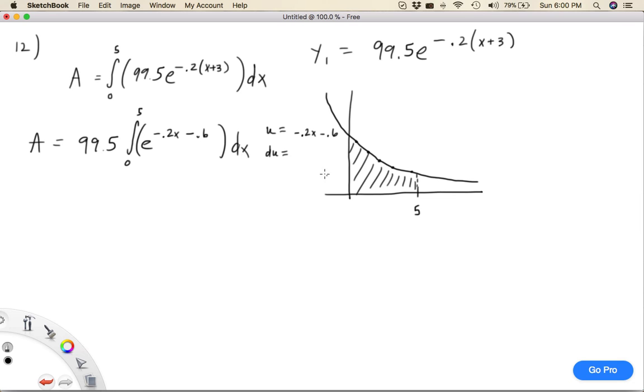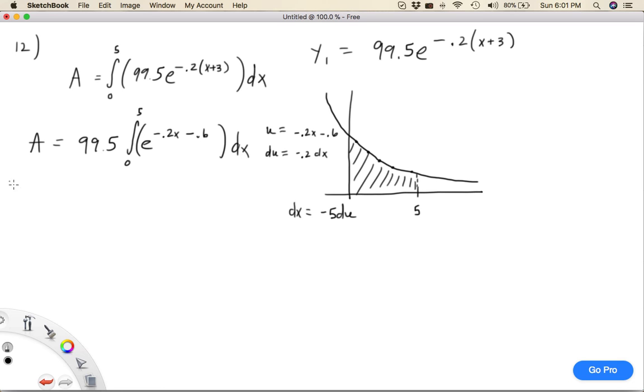du is going to become negative 0.2 times dx. If we divide by negative 0.2 on both sides, we find out that the dx could be represented by negative 5 du, I believe. Dividing by negative 0.2 is the same thing as multiplying by negative 5.